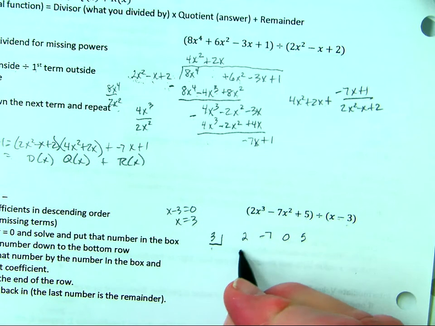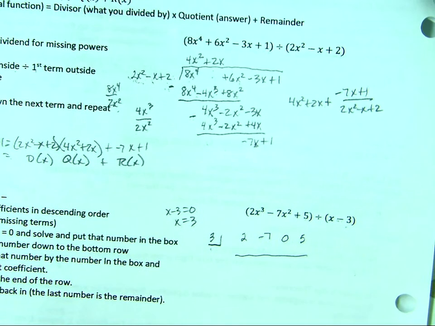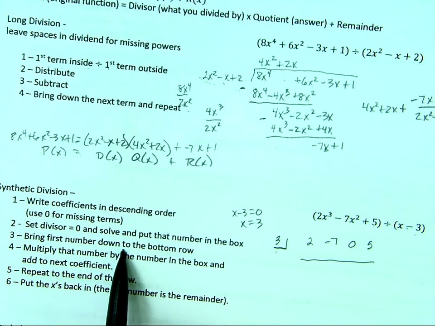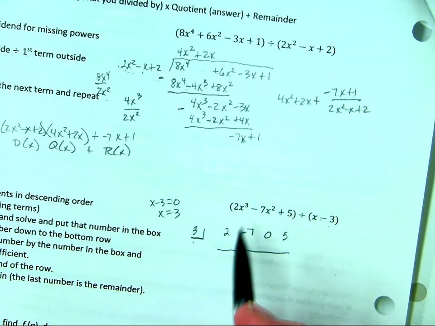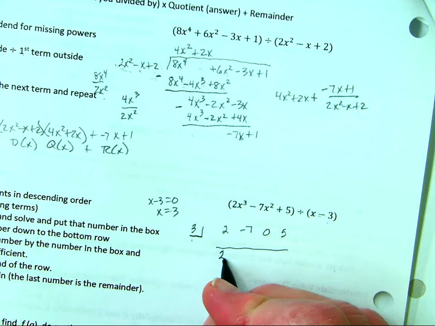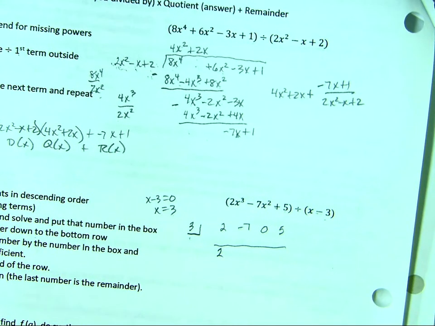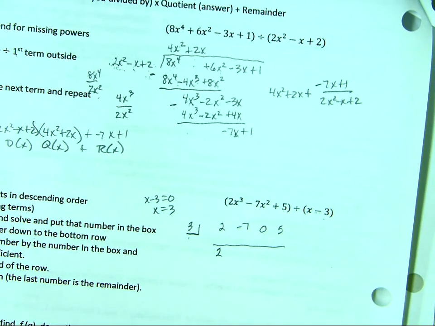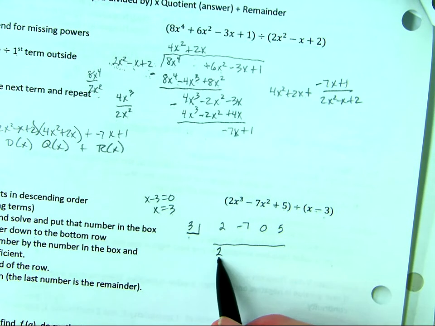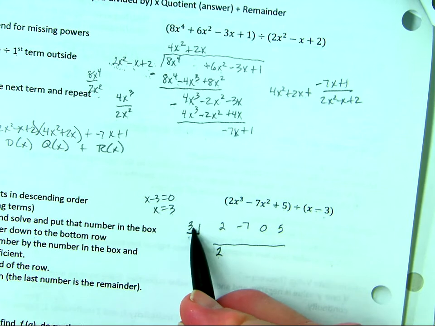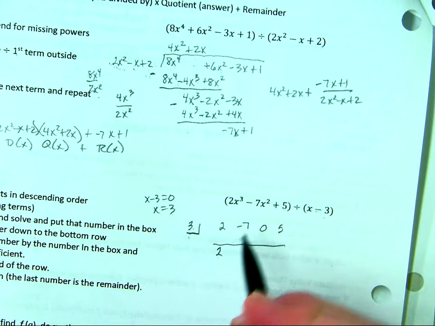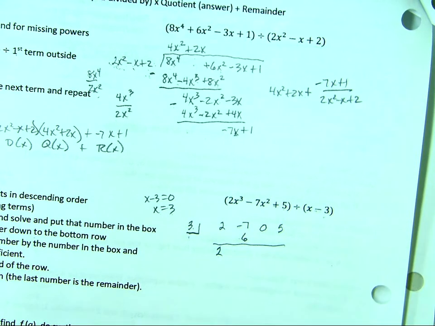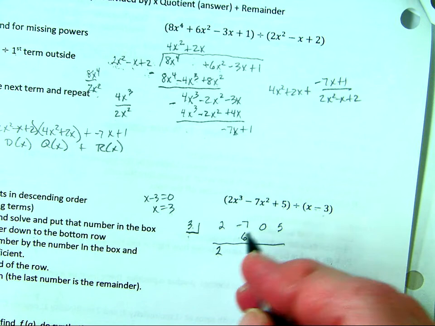Now I'm going to leave a little space and put a line across here. Now, bring the first number down to the bottom row. So this 2, we take it all the way to the bottom. Now we're going to repeat 2 steps over and over. We take the number at the bottom times the number in the box. So 2 times 3 is 6. Add that to the next number. Negative 7 plus 6 is a negative 1.